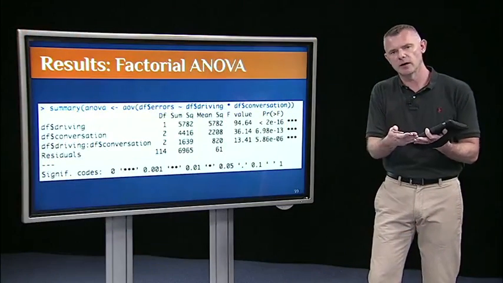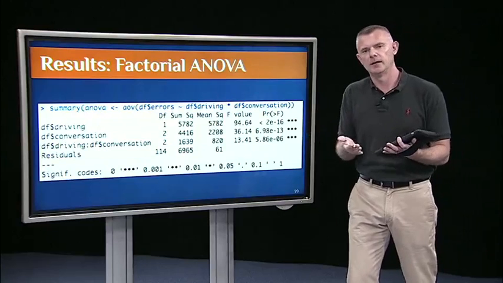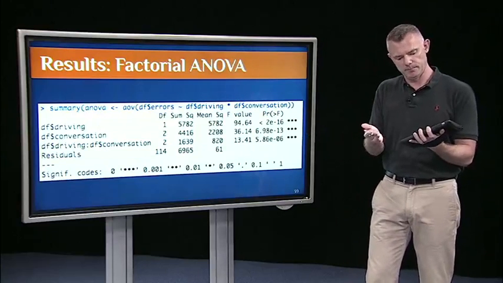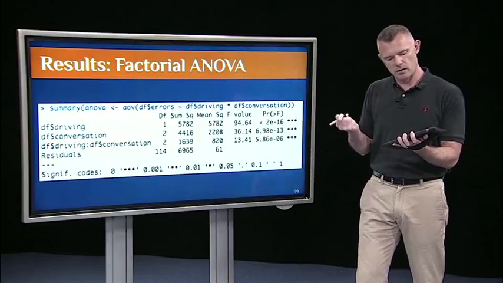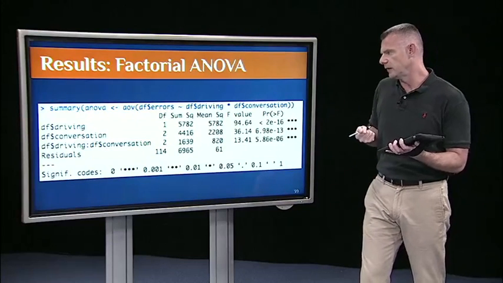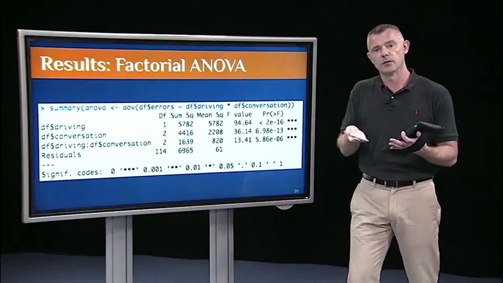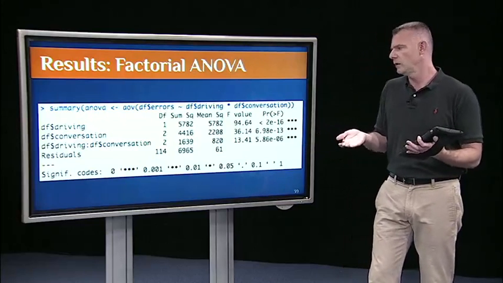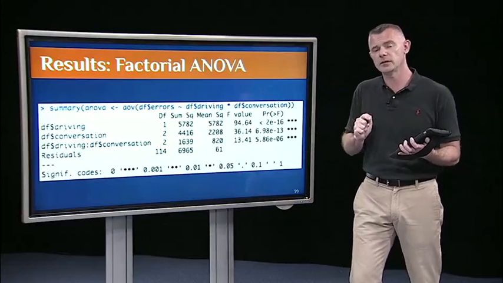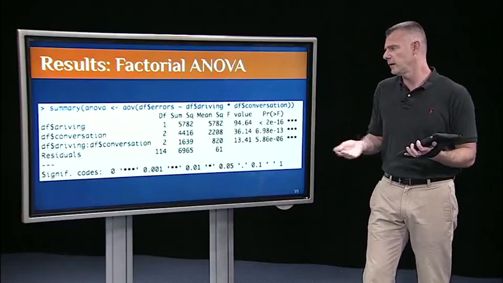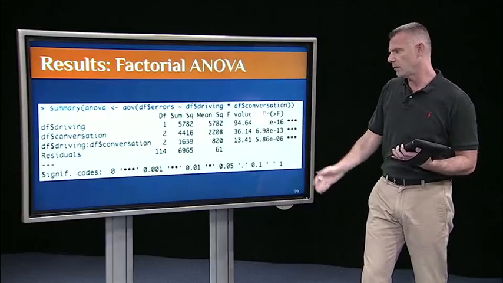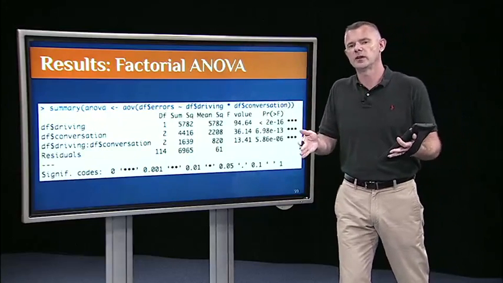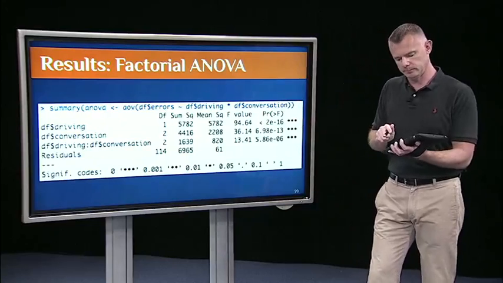And remember, mean squares is just variance. It's sum of squares over degrees of freedom. And again, always good to check your degrees of freedom. There are 2 degrees of freedom in conversation because there were 3 levels of conversation demand. There's only 1 for driving difficulty because there were just 2 levels of that. The interaction is the product of those. And if we sum them all up, it should come out to the total number of subjects in the experiment minus 1.